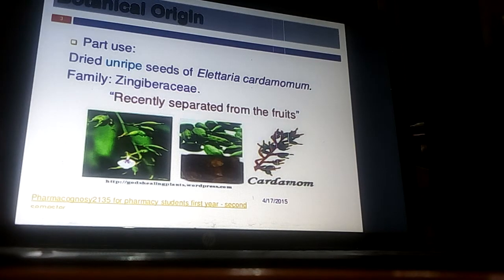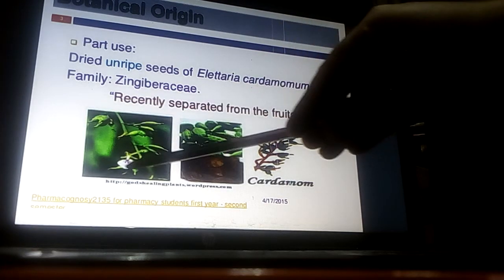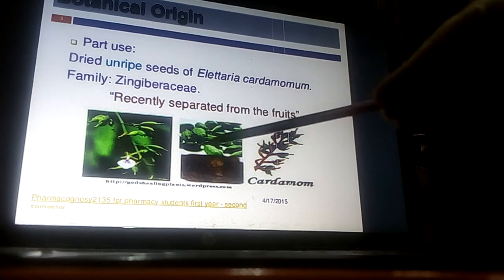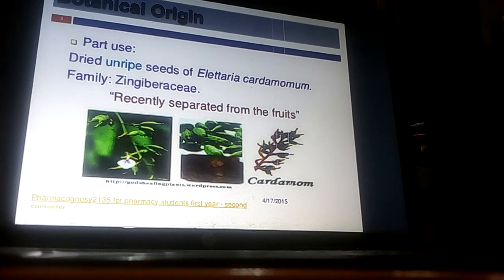What are the important chemical constituents present in elaichi? You are very well acquainted with elaichi, but we have to study that drug differently. So here, the biological source: the part of the plant is the dried unripe seeds of Elettaria cardamomum. Family is Zingiberaceae. You can see the plant image here, and these are the fruits of cardamom. It contains black-colored seeds, and those seeds are used as the drug.